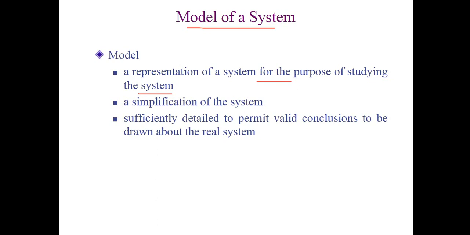So why do we draw a flowchart of a system? To explain the system, or to represent the system graphically to the user. So it is a simplification of the system, sufficiently detailed to permit valid conclusions to be drawn about the system. So the flowchart or the model should be sufficiently detailed, that means by looking at the flowchart someone can understand how the system will work. So that is called a model, or in other words, a flowchart.